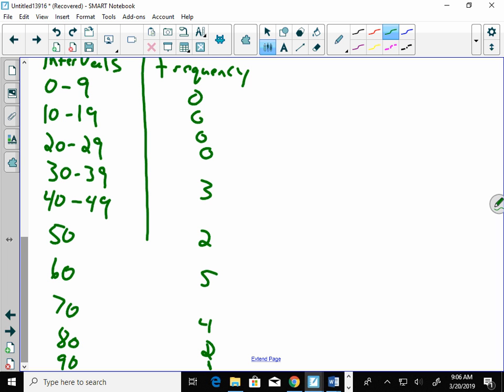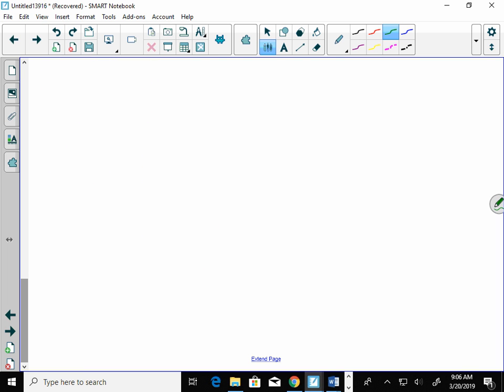Well, now you got to draw the histogram itself. Okay, so the histogram musts. These are things you have to include. Titles and labels. And no spaces between bars.